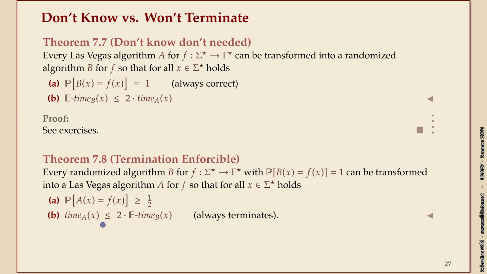So this is a worst case statement because it holds for all x. The time that this algorithm takes is at most twice the expected time of the thing you started with, but it always terminates after that number of steps. So not just with probability 1, but always, always. Okay. You'll also see how to do this. The general construction is not very hard.